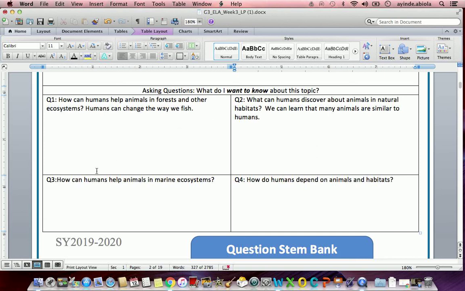Okay, my question 3 says, how can humans help animals in marine ecosystems? This is very similar to the first question. We mostly focus on helping animals in marine ecosystems, that being fish. So I'm going to write a very similar answer. So I'm going to say that humans can practice sustainable fishing.